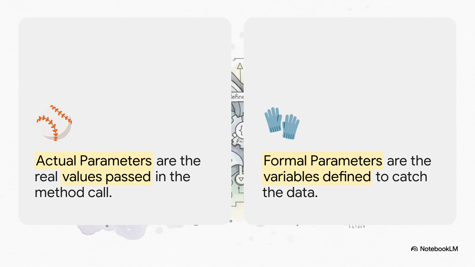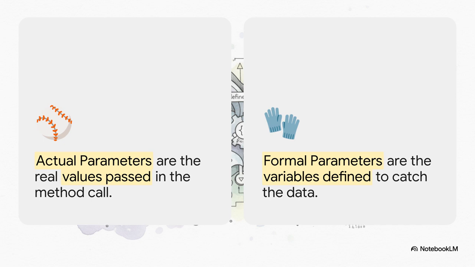We're talking about arguments or parameters. But there is a vital distinction between actual and formal parameters that trips up a lot of learners. Actual parameters are the real, concrete pieces of data you are passing when you make the call, like the numbers 10 and 20, or a variable you've already defined. Formal parameters are the temporary placeholders sitting up in the method's definition, waiting to catch that real data.